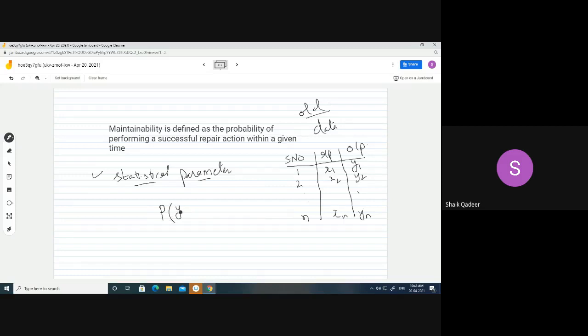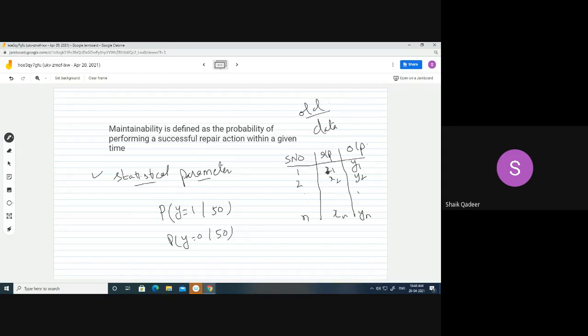So the probability of output being a success is how much? If that is 50%, then the probability of not happening is also 50%. So the maintainability parameter is calculated from the probability of performing a successful repair action within a given time. See this particular definition, maybe you are thinking that repair means it gives good performance, or doesn't get spoiled in a less amount of time. The intention is not maybe that, but we think from the point of view of data.